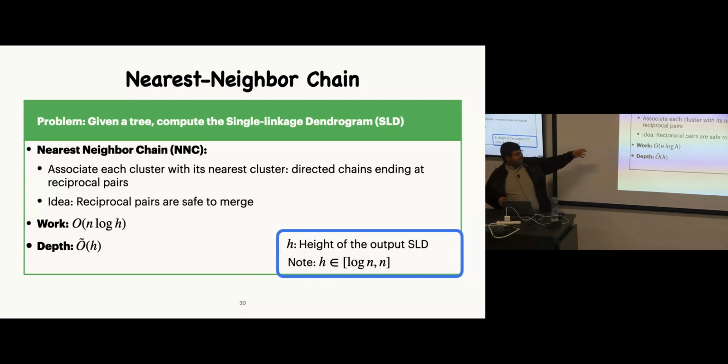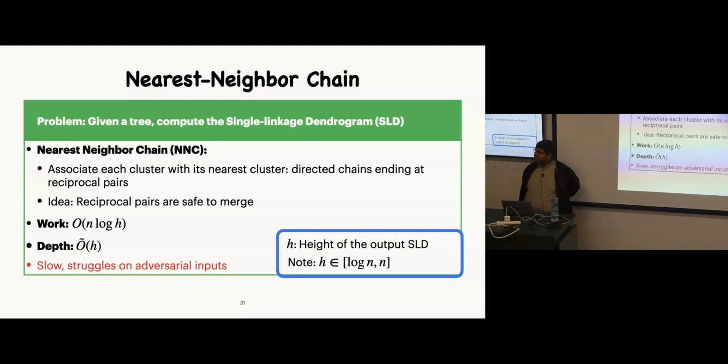Given this, it's not too hard to see that you can implement this algorithm in work which is O(n log h), which is an output sensitive bound, where h is the height of the output dendrogram, right? And typically h is in the range of log n to n. So in certain regimes, it's better than the previous algorithm. And the depth of this algorithm is actually proportional to the height of the dendrogram. So it's nice, but it's still not polylog, which we were hoping for, right?